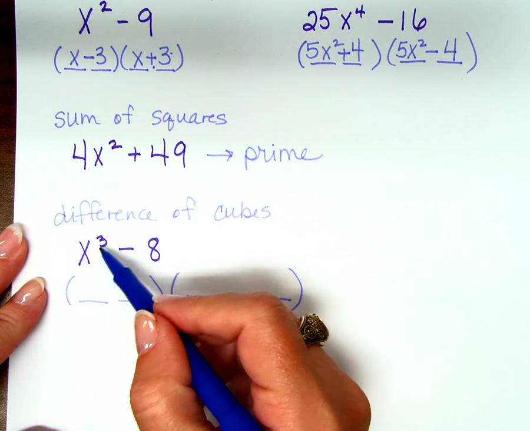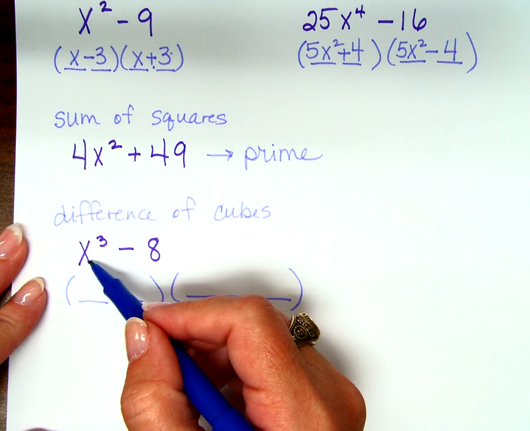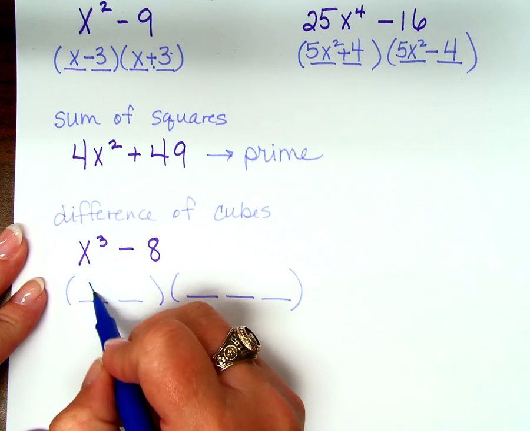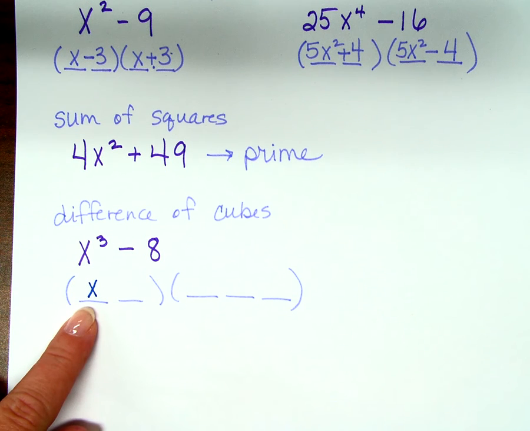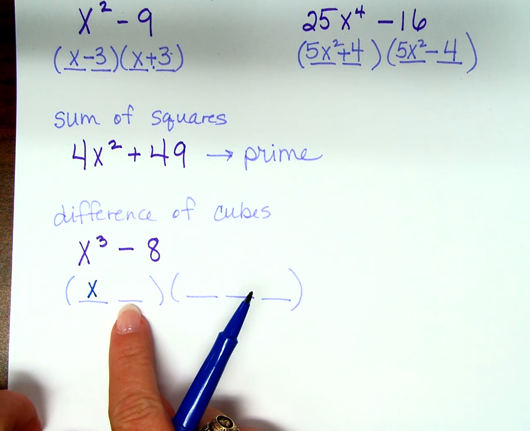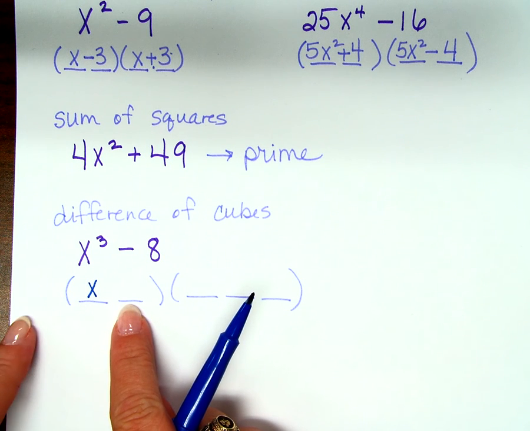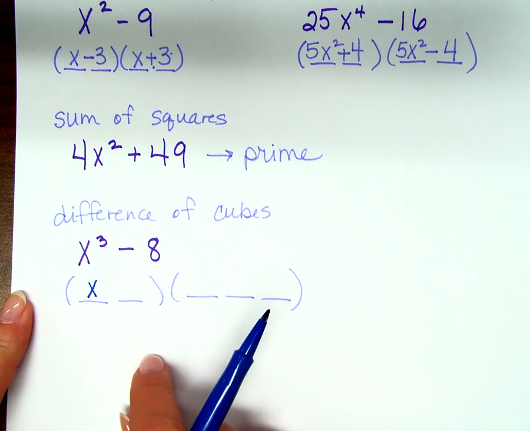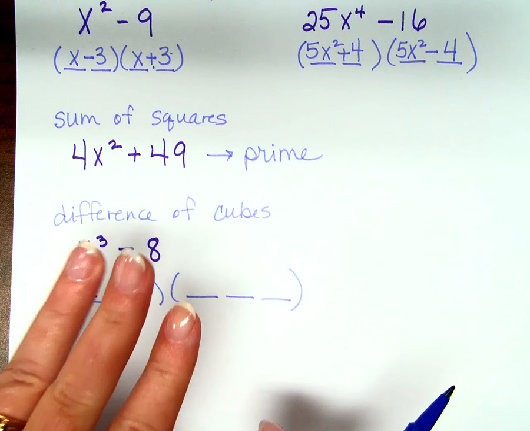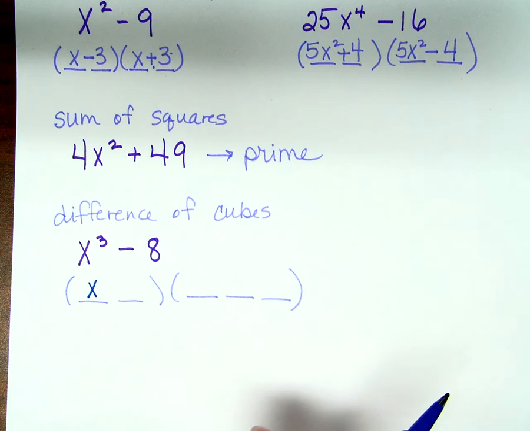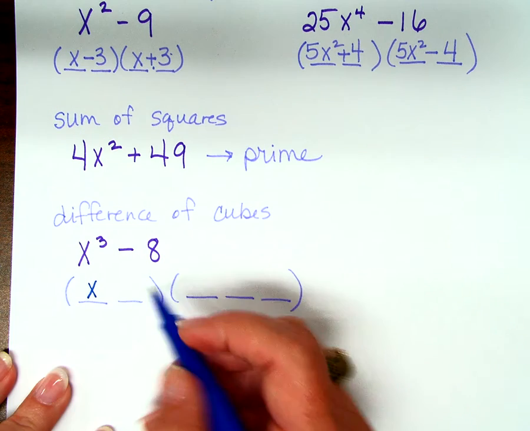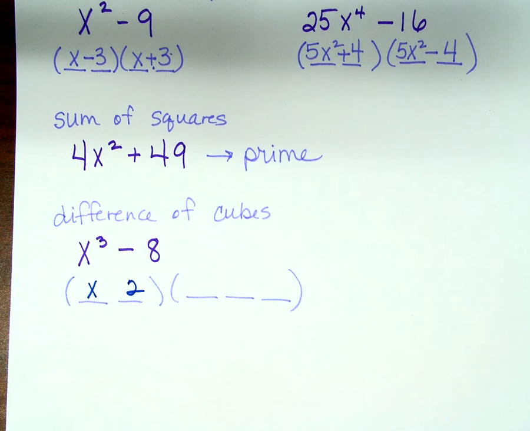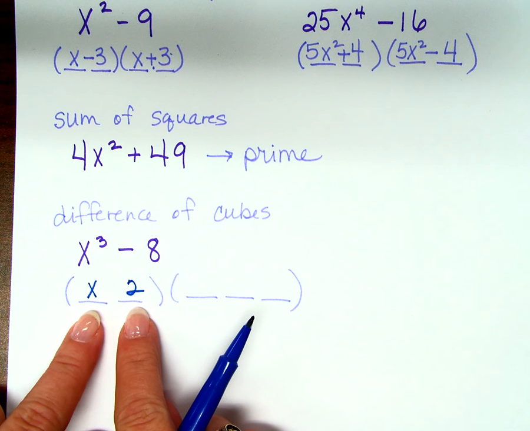What's the cube root of x cubed? X, right? So it goes in the first term of the binomial. All we're filling out right now is the binomial. What do you think goes in the second term of the binomial? Yeah, it's the cube root of 8. What is the cube root of 8? What times what times what all of itself is 8? 2, right? That's exactly right. Okay? So I filled in my binomial.